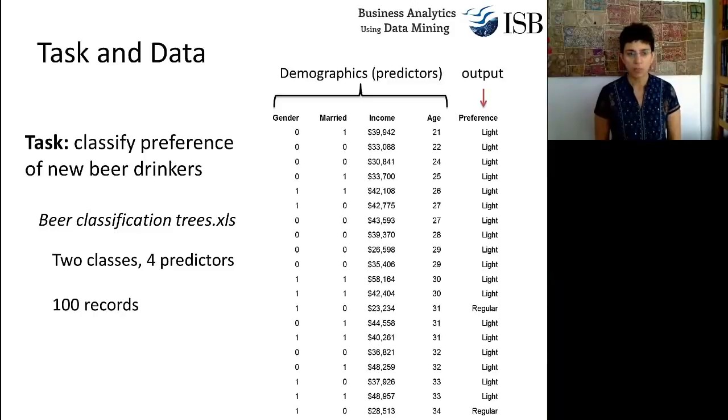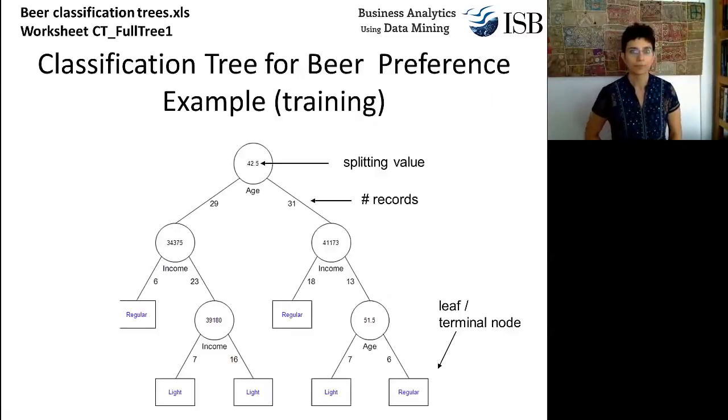The data that we'll use is a small data set. It contains 100 records, and our goal is to classify the preference of new beer drinkers. So this is a predictive task. We have a bunch of demographics. The gender, one is male, marital status, one is married, income level, age in years, and here's our output of interest, has two classes, light or regular.